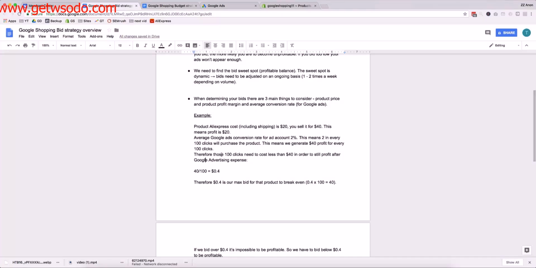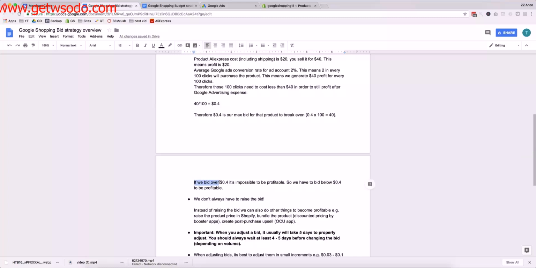So this means that those 100 clicks need to cost us less than $40 if we still want to profit after we pay our Google advertising expense. So we need to work out the maximum cost per click that we can pay. To do that, you just divide $40 by 100 clicks, and that gives us 40 cents. So 40 cents is our max bid for that product to break even. If we set our bid for that product at 40 cents, we're not going to make any profit and we're not going to make any loss. We're just going to break even.